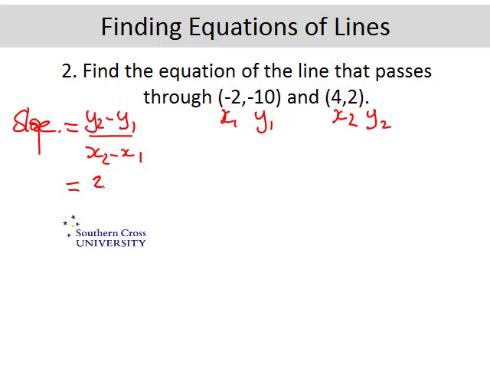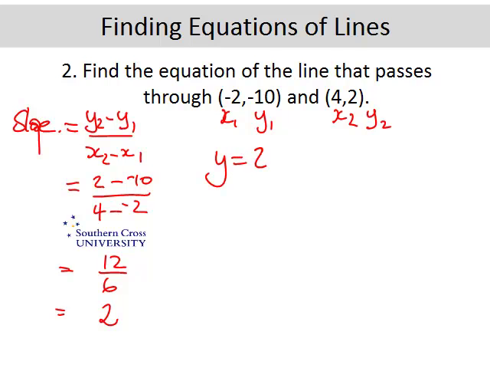So we get 2 subtract negative 10 over 4 subtract negative 2. So that's 12 on 6. Right, remember subtracting a negative, double negative, replace that with a positive with an addition sign. So 2 plus 10 is 12, 4 plus 2 is 6, so the slope is 2. So far we know our equation is y equals 2x plus c, the y-intercept.